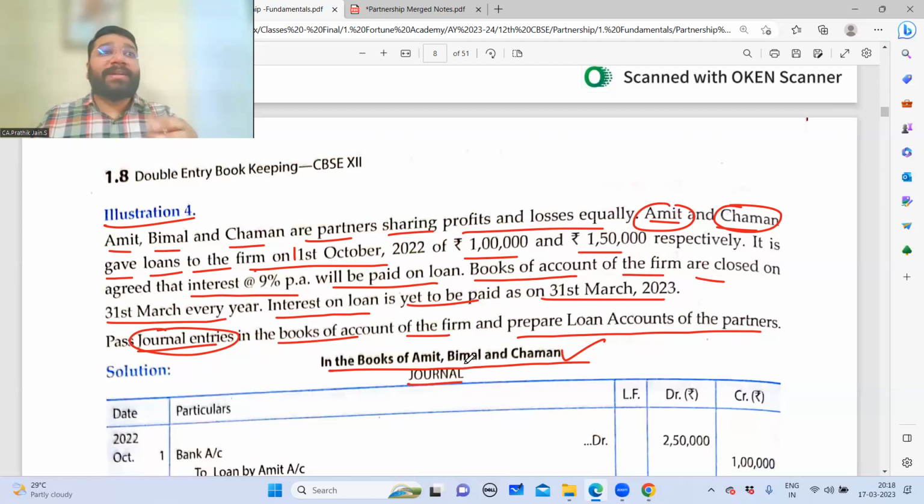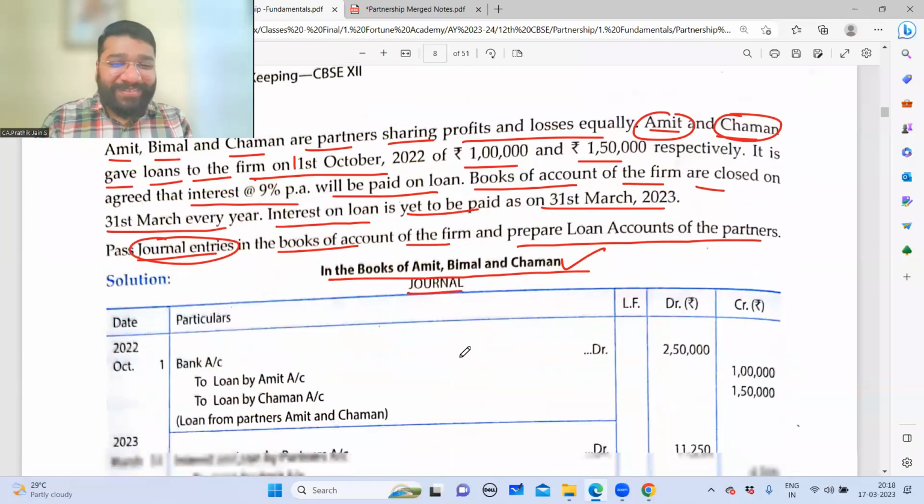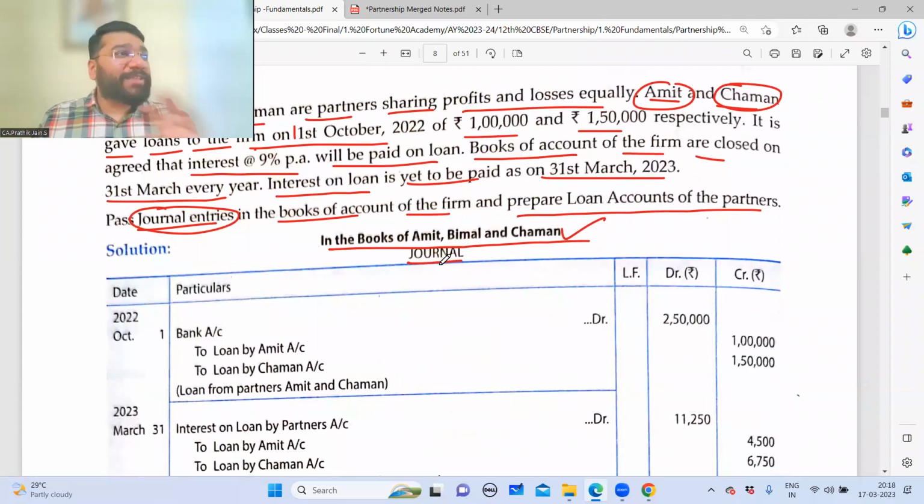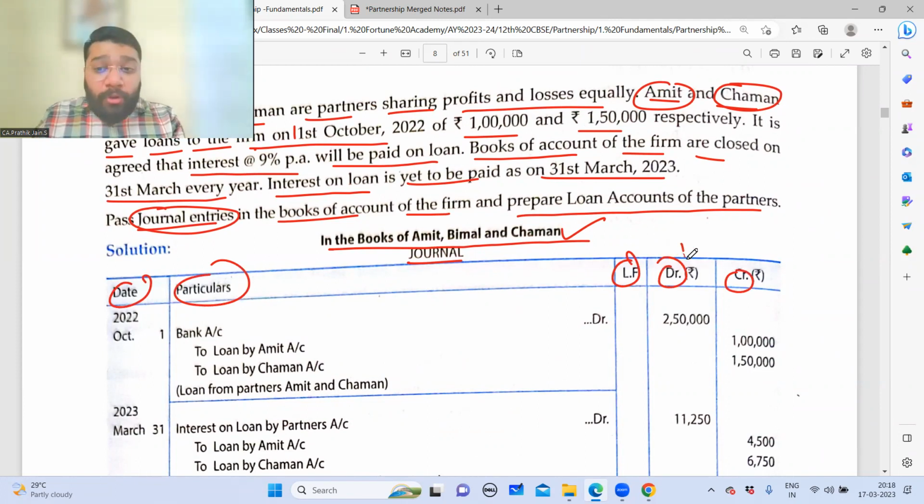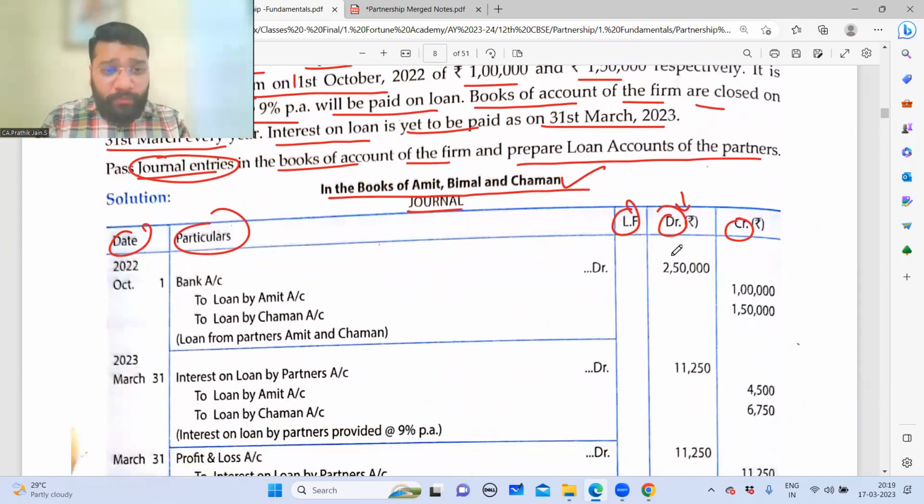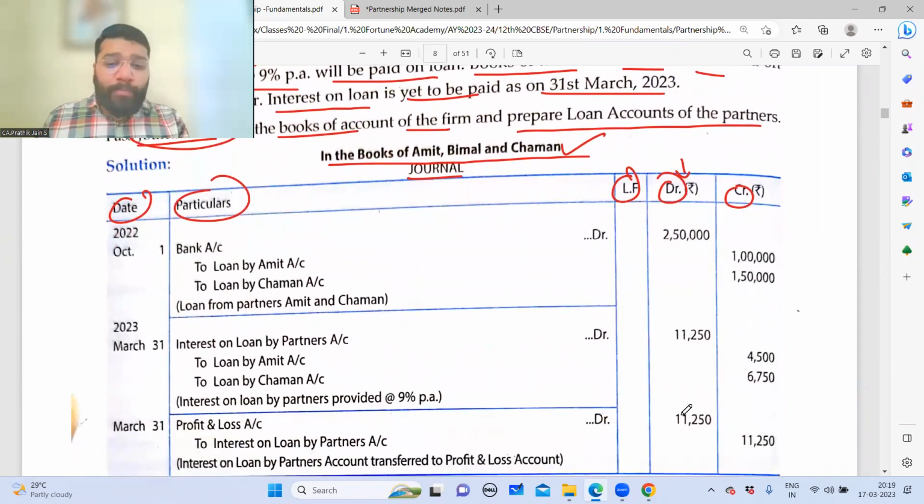Journal means journal. Journal means it has to be there. Date, particulars, LF column, debit, credit is important. Debit, credit you write. If you don't write rupees, you'll miss the mark. But while writing, you will not gain an extra mark. But for missing it, you will lose the mark. I'm telling from the board examination point of view. So format is very important.